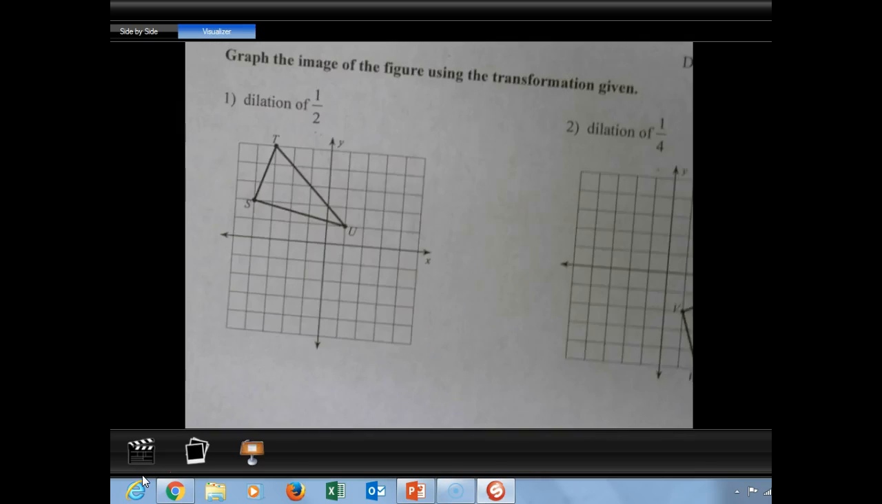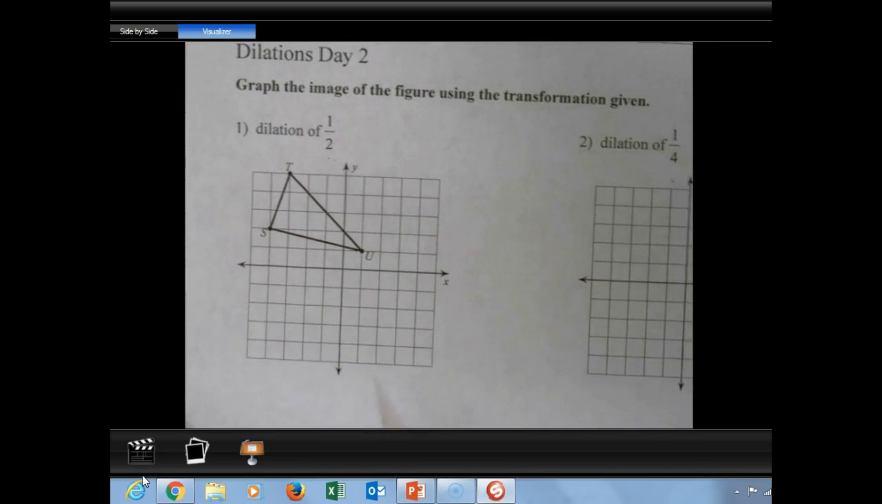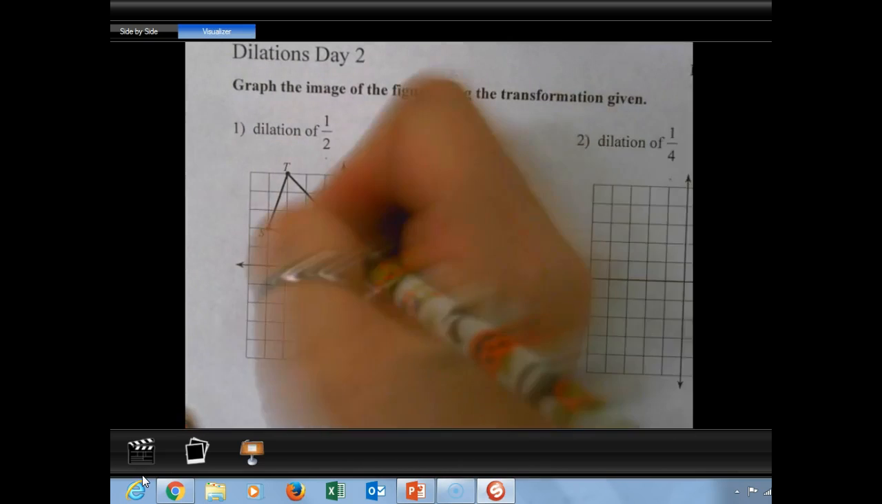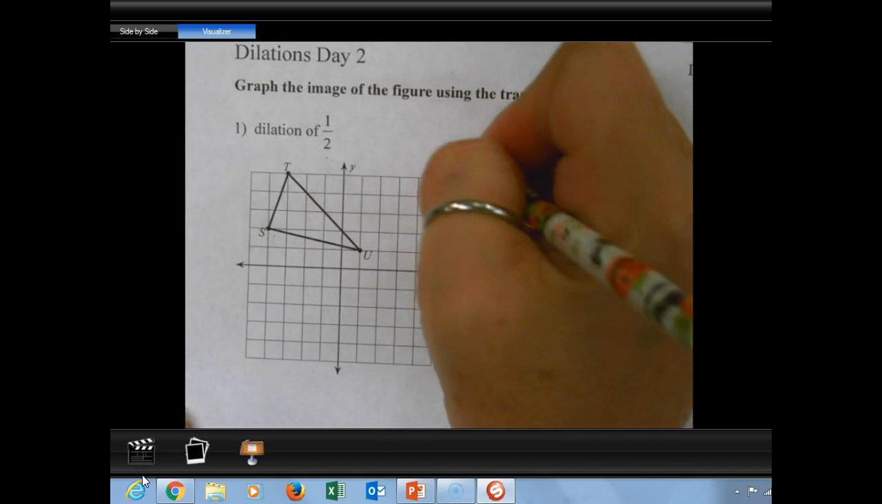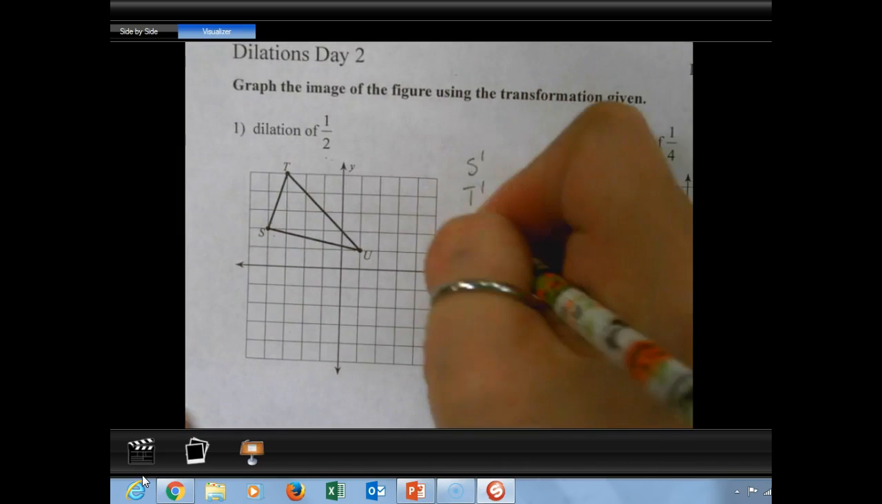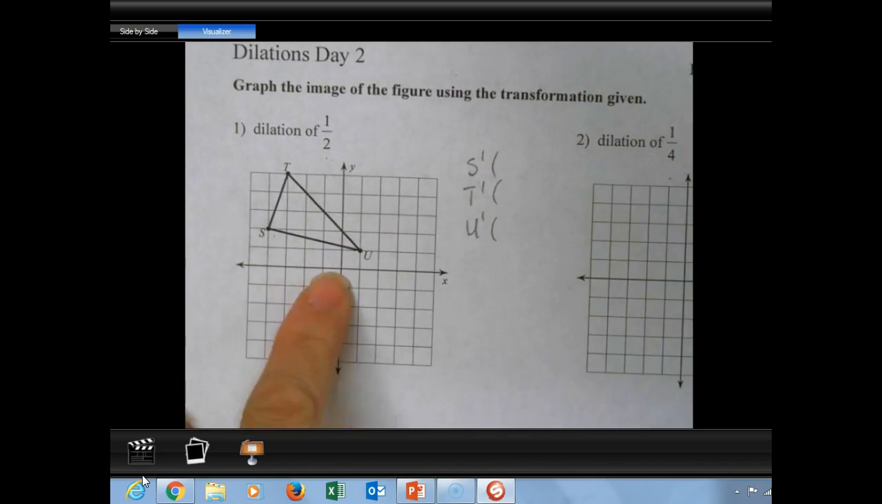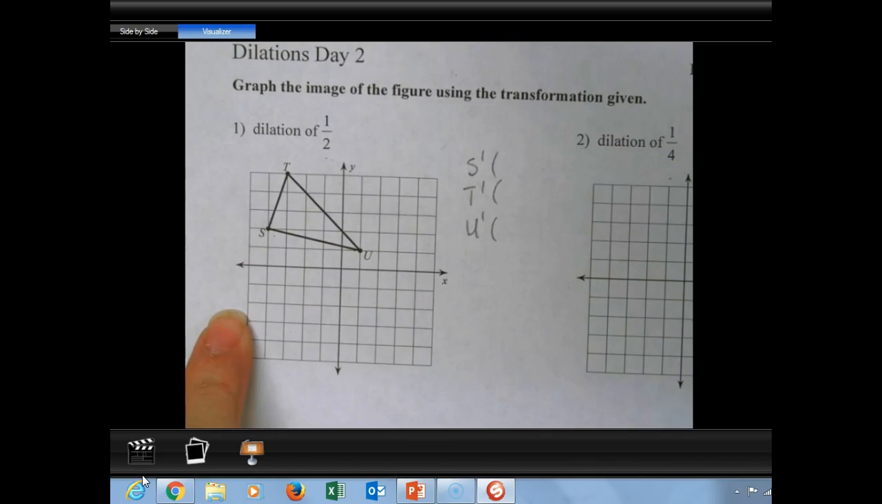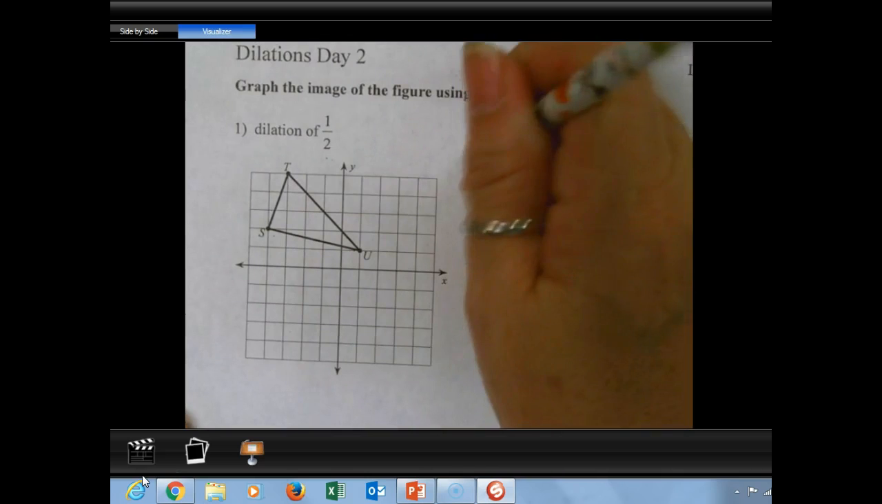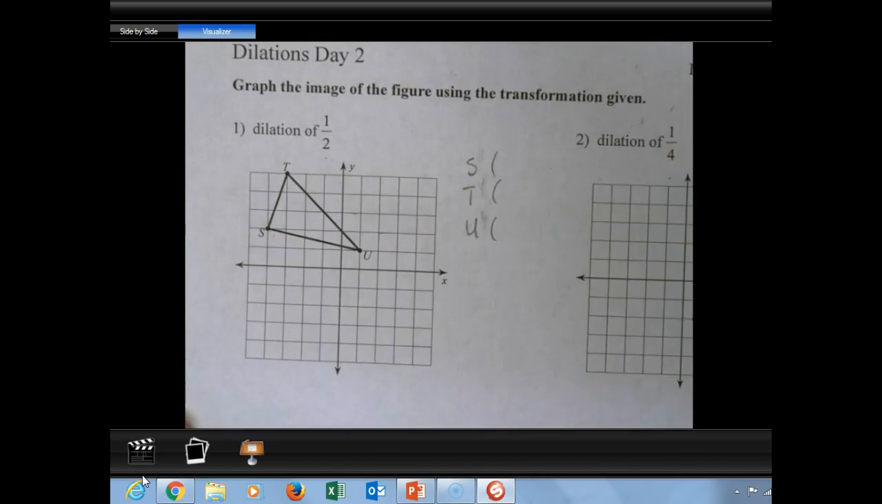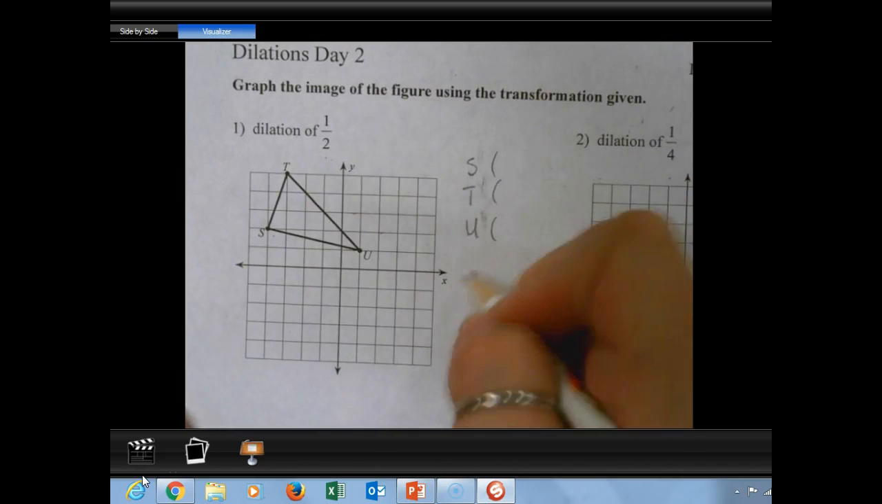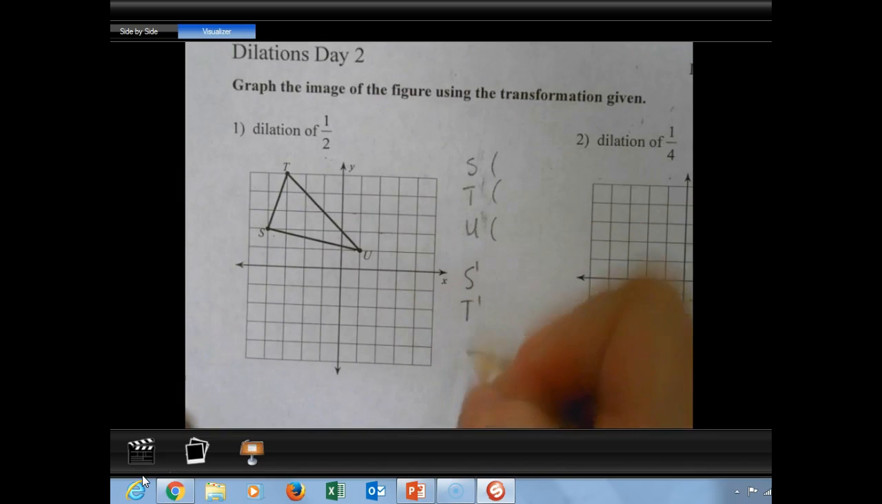All right, so we're going to do the first one here exactly like we did the ones on Friday. So we're going to find our ordered pairs, and we're going to write them down. Oh, those are not the prime ones, sorry, my bad. These are the originals. We're going to go from our original to our primes.